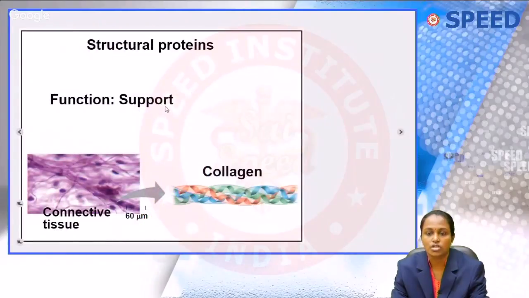Next one, structural proteins. As the name suggests, these proteins give structure to the cell. And what is their function? Just to support. So these are the structural proteins. Mostly they can be found in the plasma membrane, the cell membrane or the cell wall.